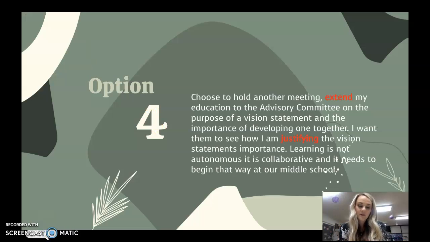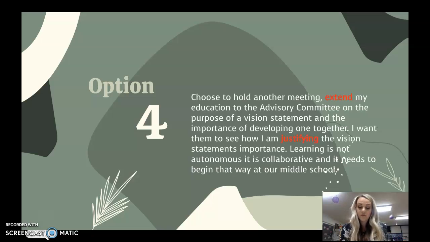I'm going to go with option number 4. I'm going to choose to hold another meeting and extend my education to the advisory committee on the purpose of a vision statement and the importance of developing one together. I want them to see how I am justifying the vision statement's importance. Learning is not just autonomous, it is collaborative, and it needs to begin that way at our school. I really do think that this is the best plan.